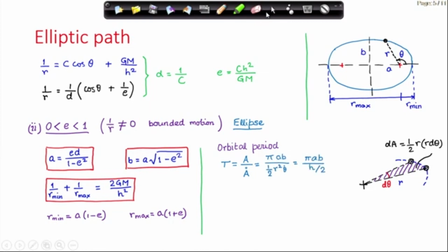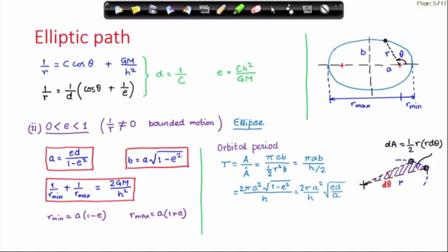The area of an ellipse is pi a b, which comes from geometry; you can very easily derive it by integrating. Pi a b is the area of the ellipse, divided by 1/2 r square theta dot. This comes from the areal rate dA/dt, so 1/2 r square theta dot. Remember that r square theta dot is h, the angular momentum per unit mass, represented by lowercase h. So, the time period is pi a b by h by 2. That is the time period on the elliptic orbit.